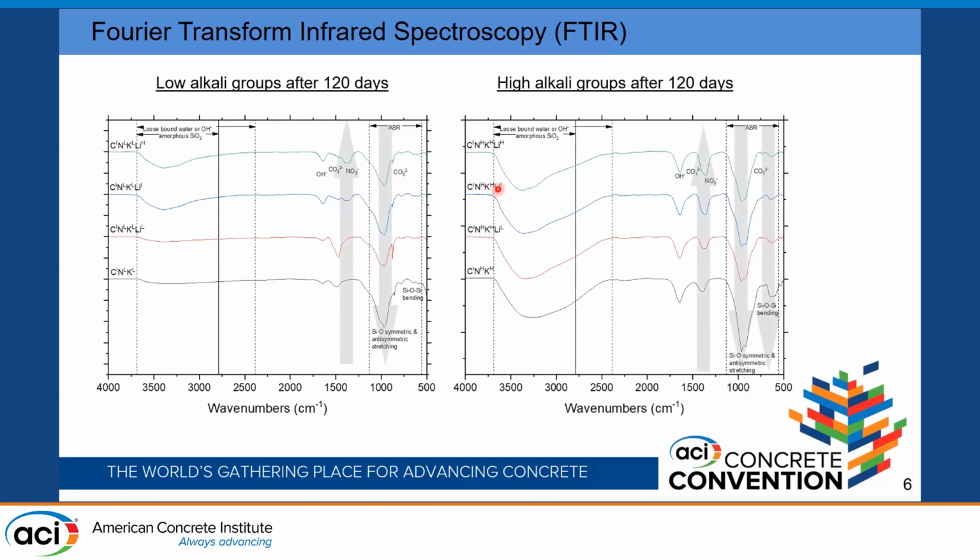Also, the loosely bound water or the hydroxyl group is indicated by a broad peak from 3,000 to almost 3,700 cm⁻¹ wave numbers. And the low alkali groups show a much lower intensity of the loosely bound water, which agrees with our assumption that the high alkali groups have more Q3 polymerization sites and can incorporate more water in their gel structure. With the addition of lithium nitrate, we can see that there is a slight increase in the loosely bound water, which might be because of the hygroscopic nature of lithium nitrate. We have verified this further in our DVS studies.